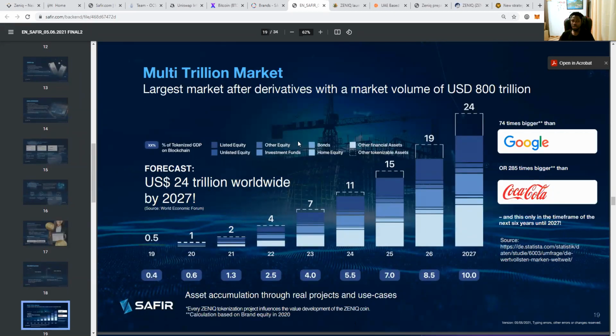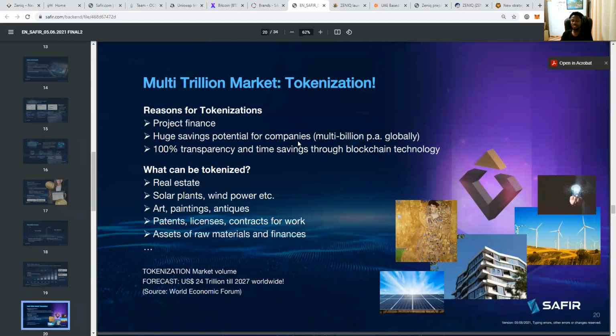And so we are talking about tokenization as a market. And that market, according to the World Economic Forum, has been valuated with a forecast of 24 trillion in the next coming years, that is 2027. And that market is estimated to even be 74 times bigger than that of Google and 285 times bigger than Coca-Cola. This is huge. And that is the market Zeniq has entered into. That is the space Zeniq is playing now. So understanding all of these indices gives us a forecast as to what Zeniq stands for.